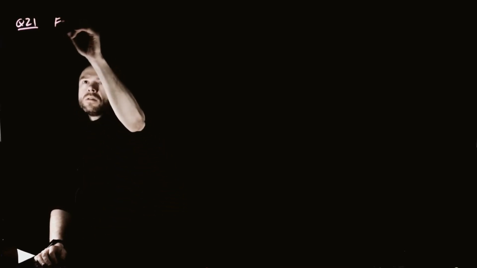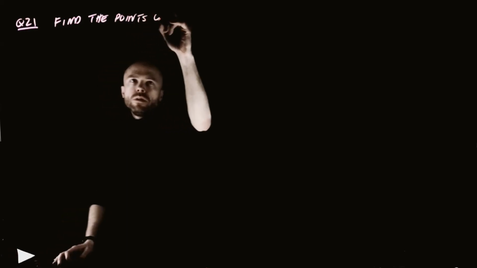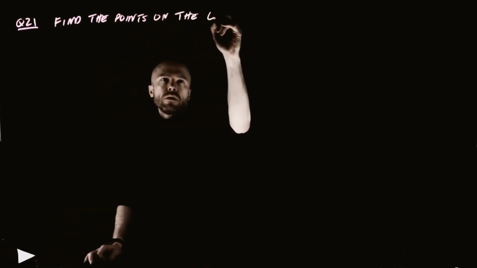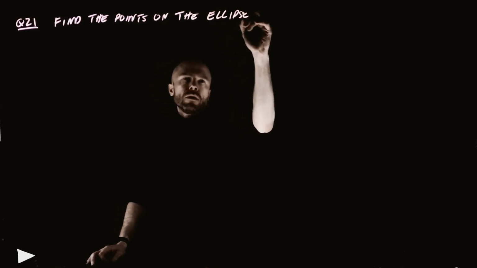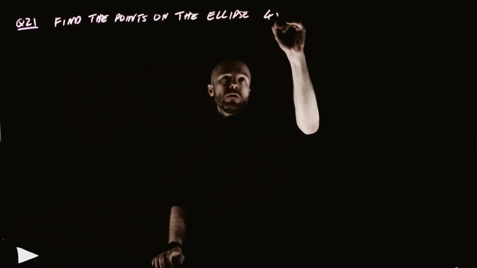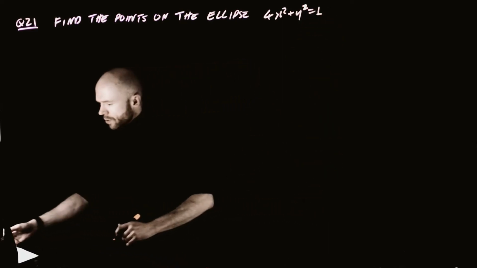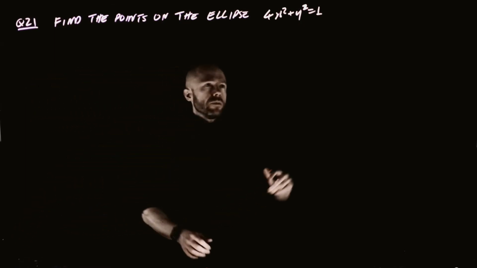So the question I'm going to do is the one which is perhaps furthest away from anything we have done, which is this ellipse question. So this is question number 21. So the question is, find the points on the ellipse, and the ellipse is given by 4x squared plus y squared equals 1, that are furthest away from the point (-1, 0).